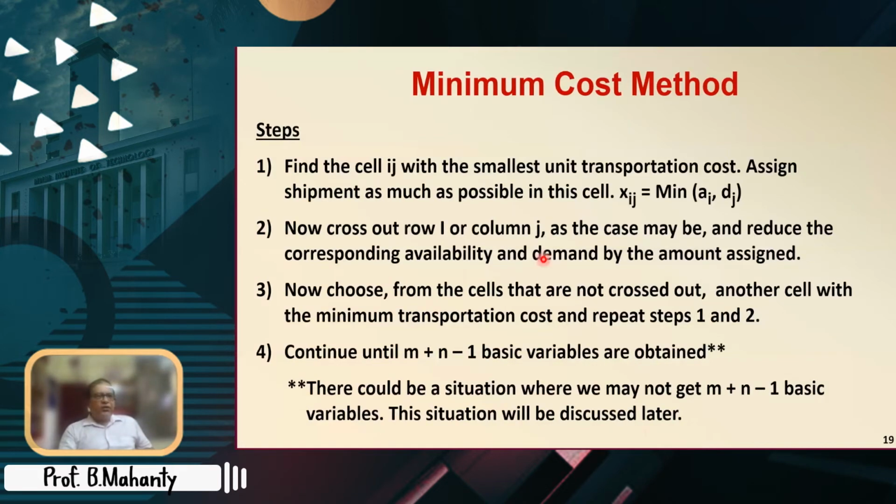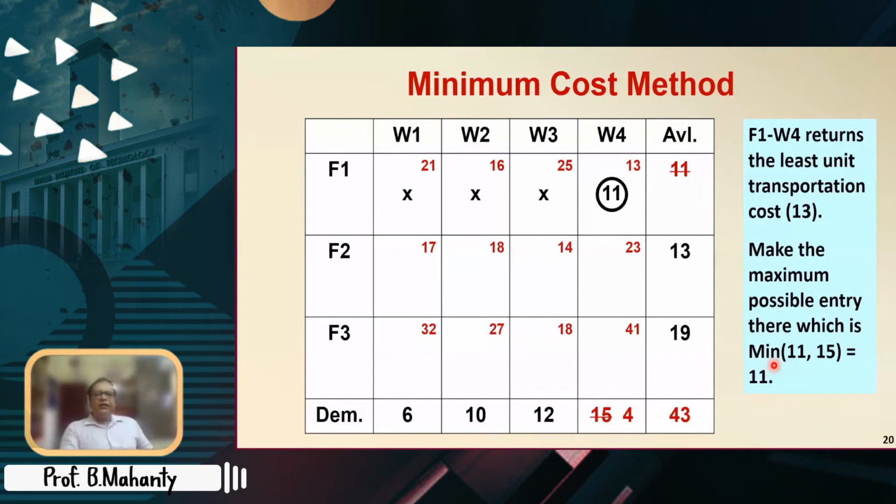First of all, find a cell ij with the smallest unit transportation cost. That means we are assigning at the smallest possible cell. After the assigning and the usual things, we cross out the row or column which is filled, and in the remaining cells again we find a minimum cost. All right, so this is a simple method basically.